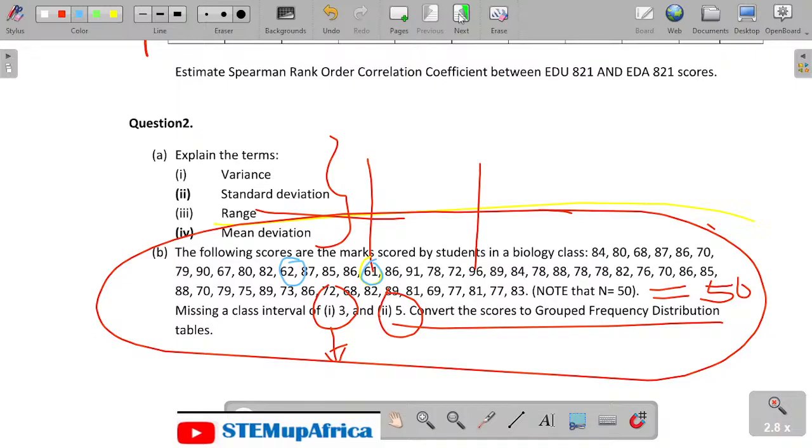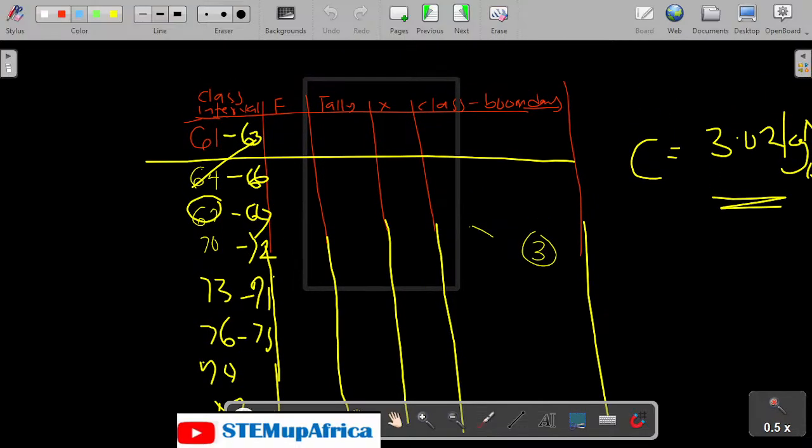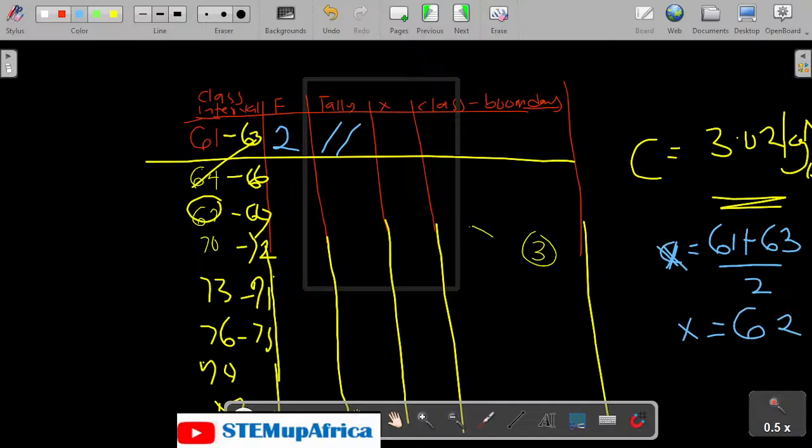So you go to the table now. You write 61 to 63. How many numbers is 61 to 63? 2 numbers. I'll put 2 here. The tally you strike it like this, 1, 2. Then you now find the class size. I explained to you yesterday how to find class size. My X is 61 plus 63 divided by 2. That's how you find your X. So you add up 61 plus 63 divided by 2, that will give us 62. So my class size is 62.